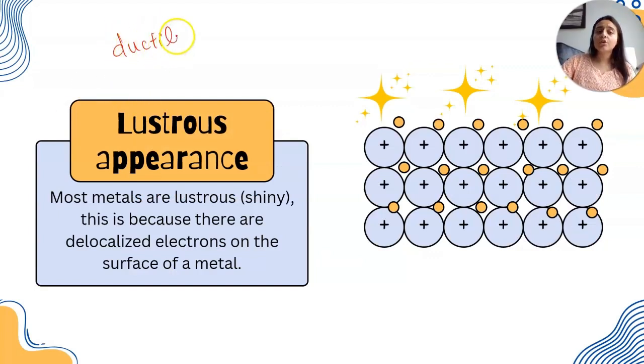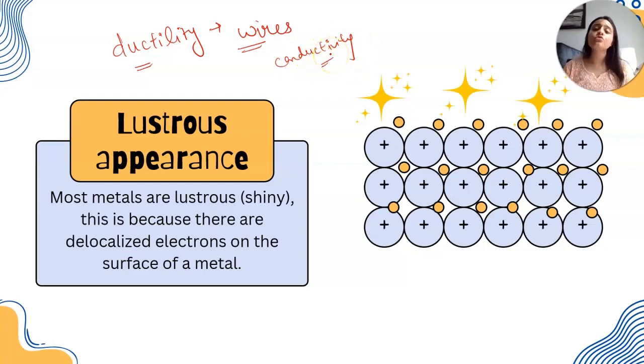Now, what do you mean by ductility? Ductility means that metals are able to form wires. We can make use of metals in the form of wires because they show conductivity, right? Electrical conductivity is higher, so we can make use of metals in the form of wires. This property in which we can change metals to form wires is known as ductility.